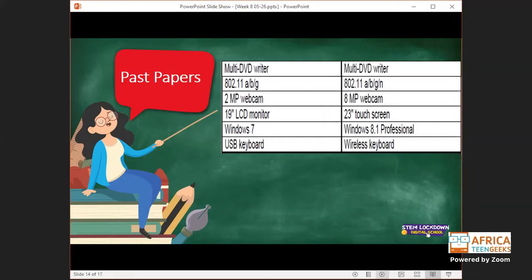Okay, then we've got the operating system. Operating systems, we all know, they'll normally refer to Windows. So it's Windows 7 or Windows 8.1. And sometimes they will go to other operating systems as well. Okay, and then right at the bottom, a USB keyboard and a wireless keyboard.